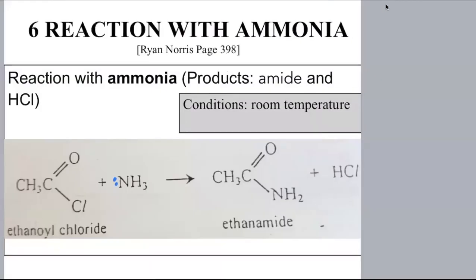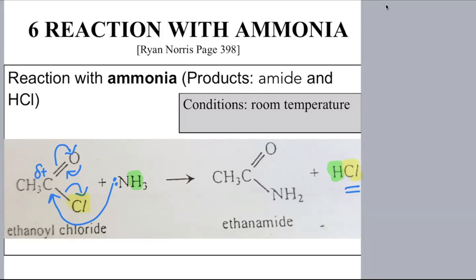Next one is ammonia. Same thing, ammonia, the nitrogen will attack the slightly positive carbon. One of the double bonds breaks and then it reforms. Now you can imagine you have 5 bonds on the carbon, so the carbon-chlorine bond breaks to release Cl minus. If you're wondering where the hydrogen is coming from, it comes from one of the hydrogens in ammonia, and the chlorine comes from this Cl.